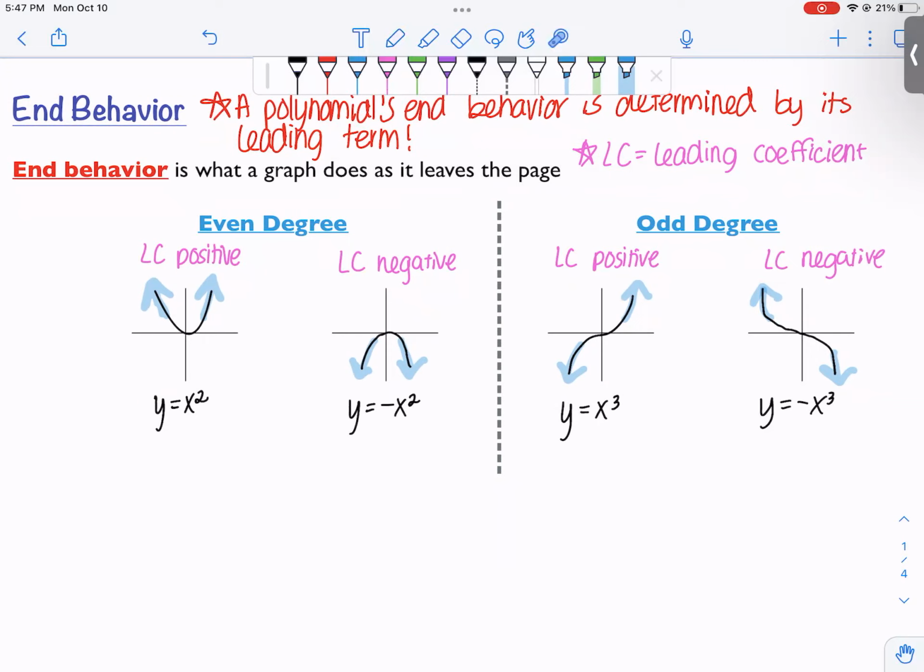Now, I just drew x squared and x cubed, but again, this behavior is true of any even degree polynomial. Any even degree polynomial, as long as the leading coefficient is positive, both sides of it will lead upward. If the leading coefficient of an even degree polynomial is negative, then both sides will lead downward. So with even degree, the graph always leaves the page in the same direction.